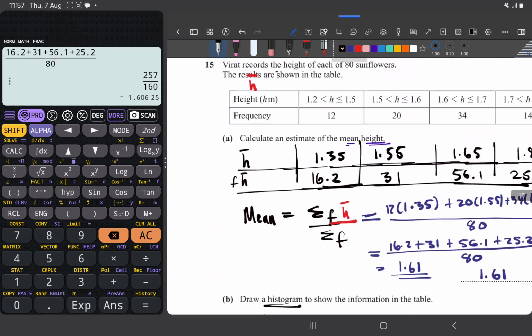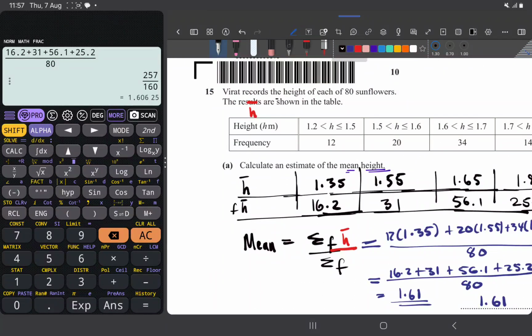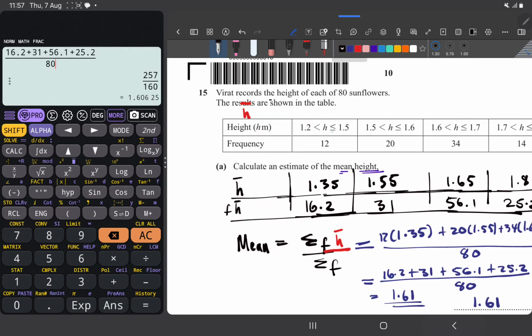Now for us, frequency density will be frequency, which is how much there is, divided by the space, which is the class width. So you'd say 1.5 minus 1.2. It tells you the space of each class. Class widths are different. Here you'd say 1.6 minus 1.5 for this class, and here 1.7 minus 1.6 for this class. So it's going to be 12 over whatever.